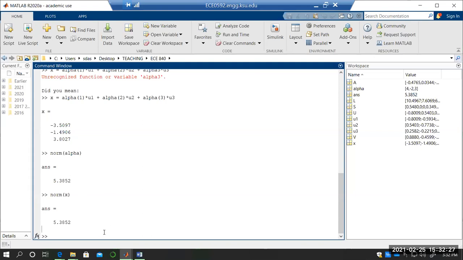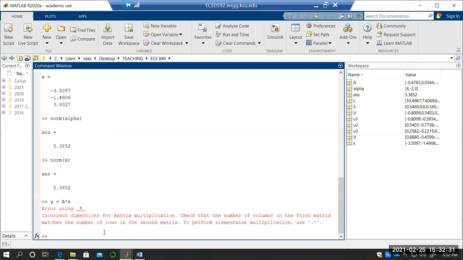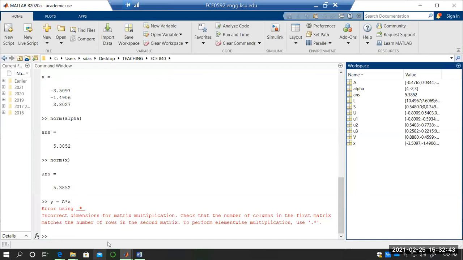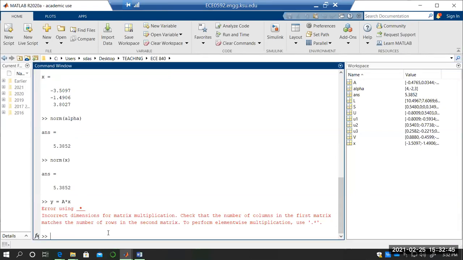Now let's take y equals A star x. A is, what's the size of A?